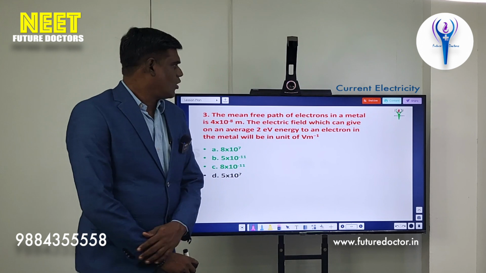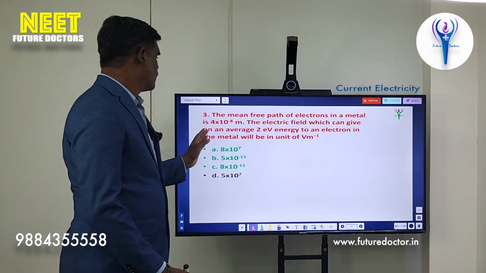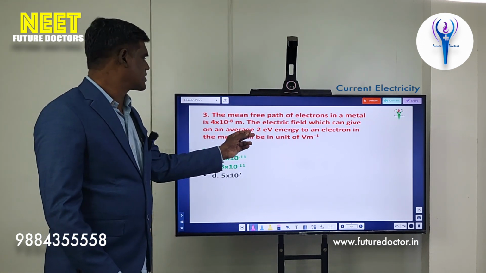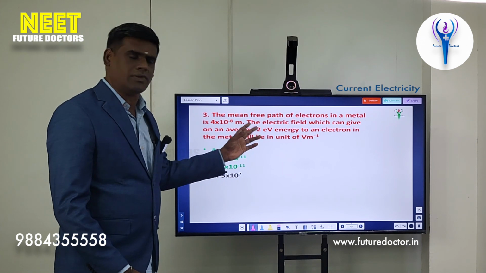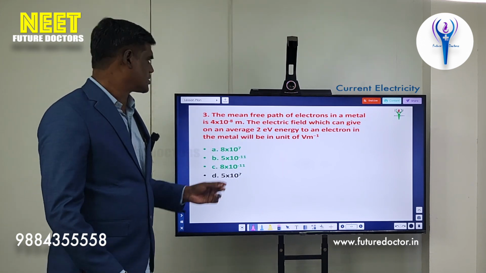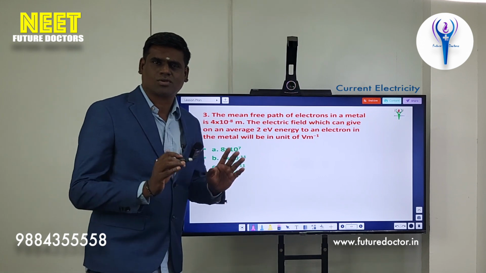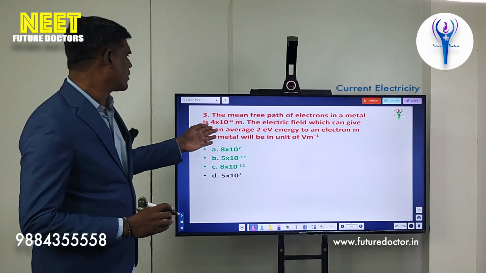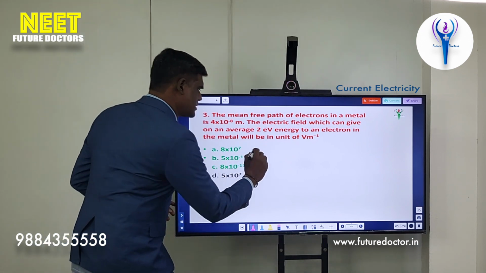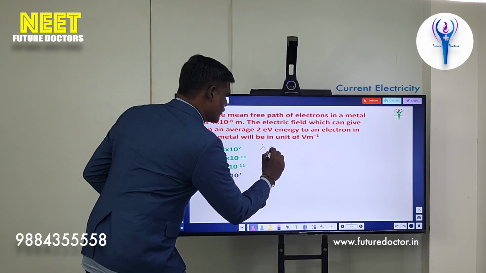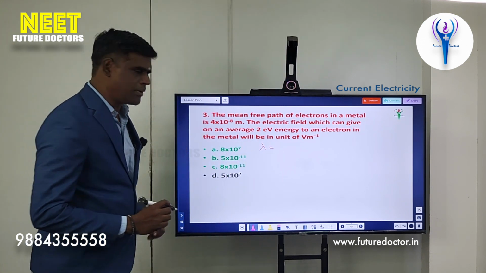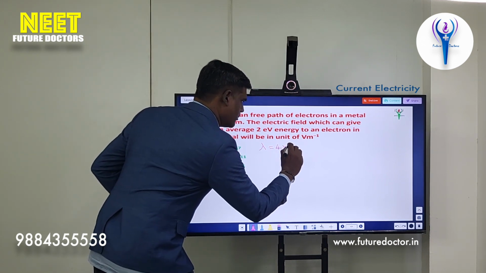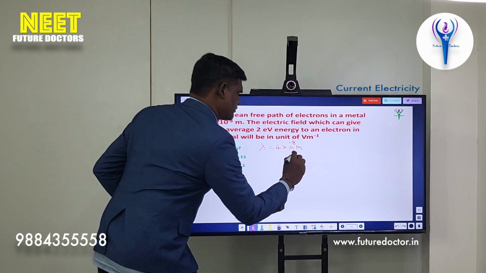The mean free path of electrons in a metal is 4 into 10 power minus 8 meter. The electric field which can give on an average 2 eV energy to an electron in the metal will be in unit of dash volts per meter. First, we'll write the given data. Mean free path is given, that is lambda equal to 4 into 10 power minus 8 meter.